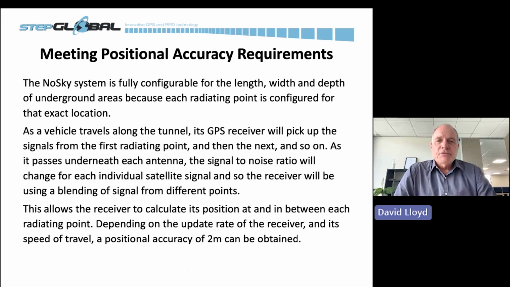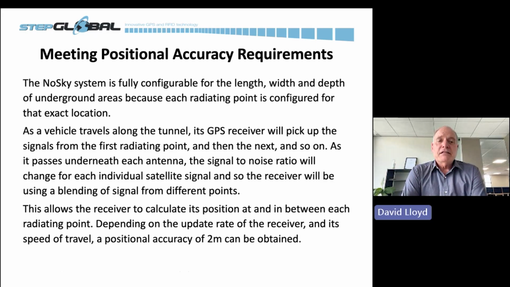So the NoSky system is fully configurable for the length, width, and depth of underground areas, because we have total control over each of those radiating points, whether it be the RF power, the propagation delay, or the RF field pattern itself. So as a vehicle travels along in the tunnel area, its GPS receiver will pick up the signals from the first radiating point, and then the next, and so on.